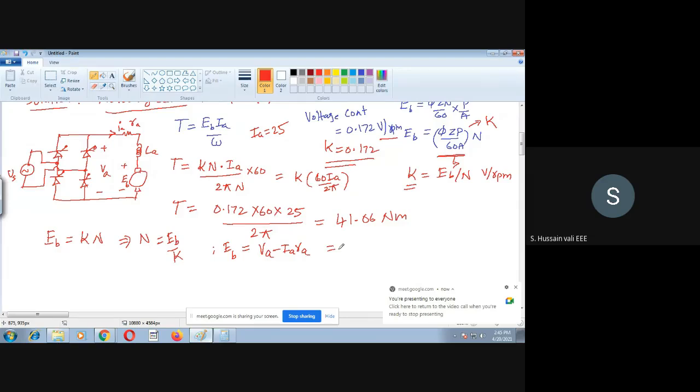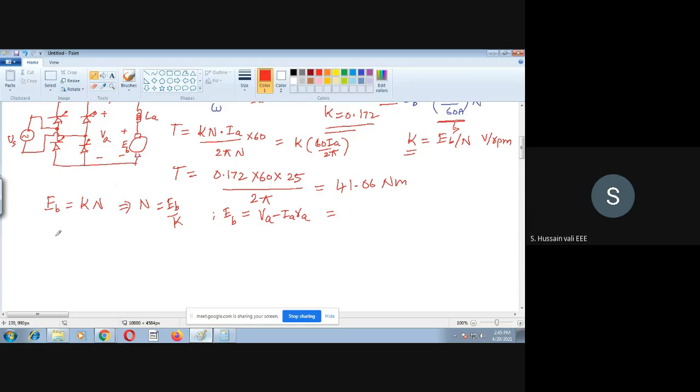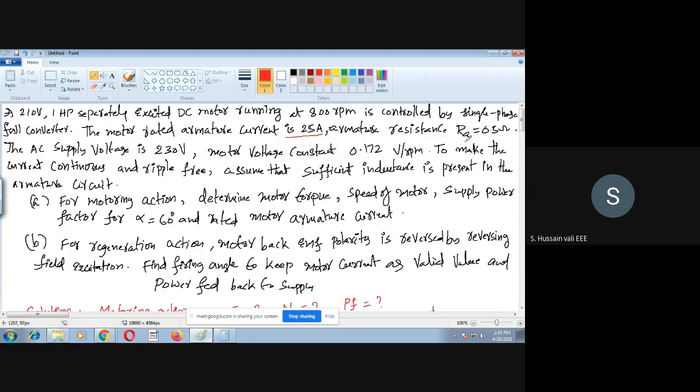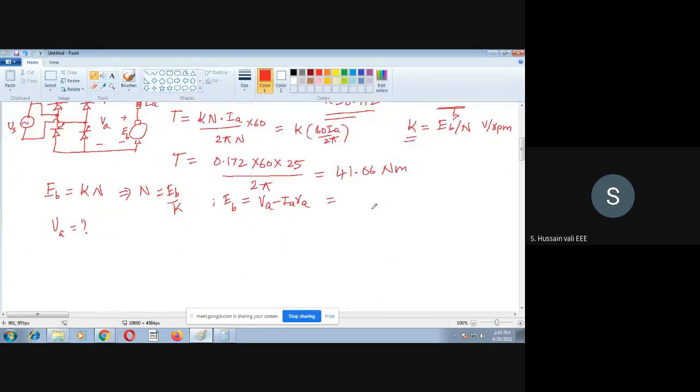Before we simplify, what is VA here? We need to know what VA is. IA value we know, that is 25 ampere, because he said at rated armature current. And RA value he has given in the problem as 0.5. So RA is equal to 0.5 ohm, IA is equal to 25 ampere. What we don't know is VA, so we will find out VA.